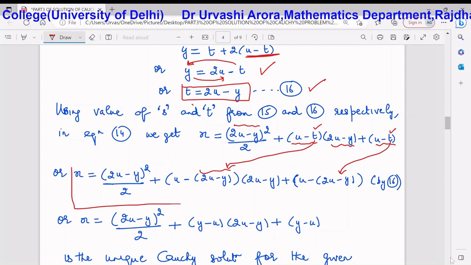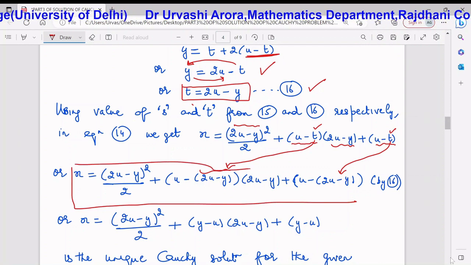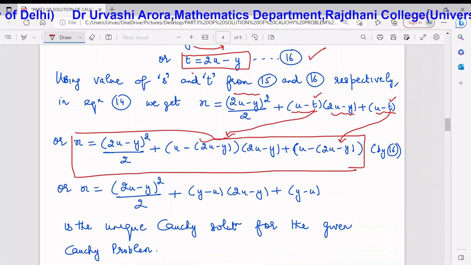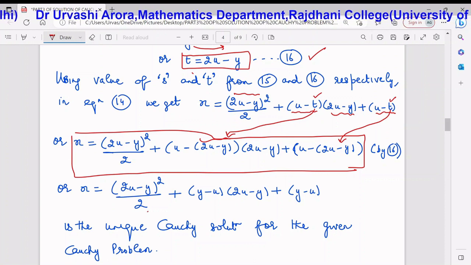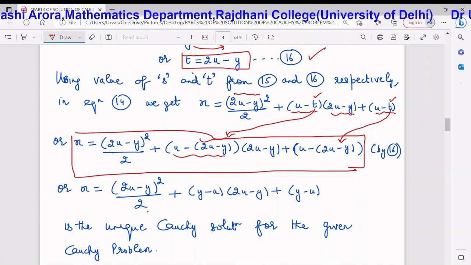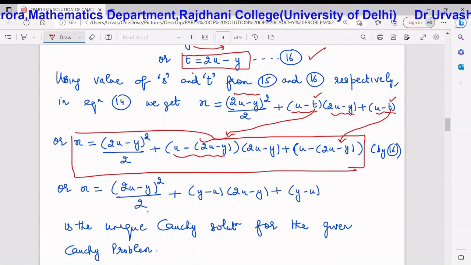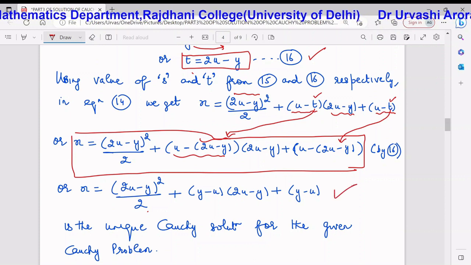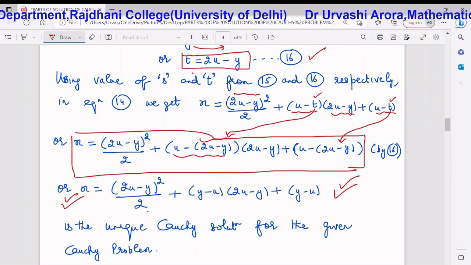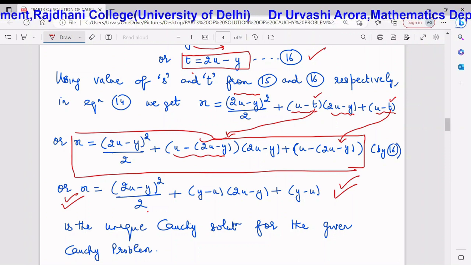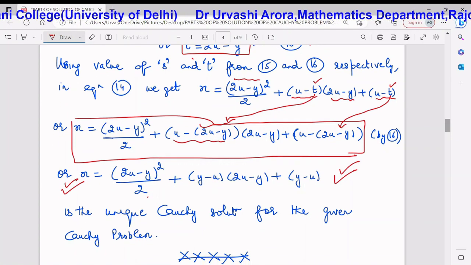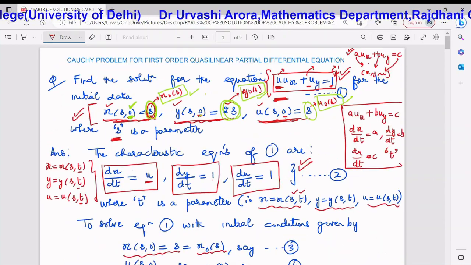So finally, this is the equation in which s and t are not appearing, and you just have to simplify it. So, x is equal to 2u minus y whole square plus this is going to be y minus u. This expression comes out to be y minus u into 2u minus y plus y minus u. If you want to simplify it further, you can, or you can leave it at this point. This relation which we have obtained in the end is the unique Cauchy solution to the given Cauchy problem. This is how the Cauchy problem has to be solved when the initial conditions are given in parametric form, the way they were given in this particular question.